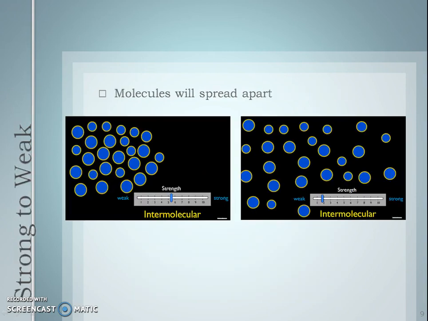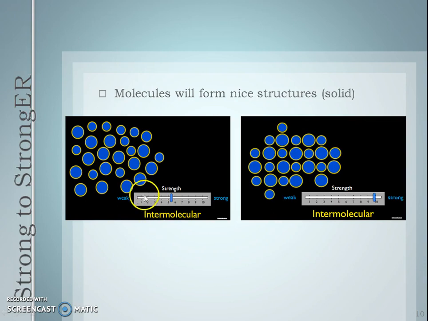So he talked about what happens as we take a certain strength. Let's say we have the strength right in the middle and we weaken it. Well, what's going to happen to those molecules? They're going to move farther apart. How about if we go the other way? Here we have, again, a certain strength in the middle. And what happens if we make it stronger? Then they get closer together.